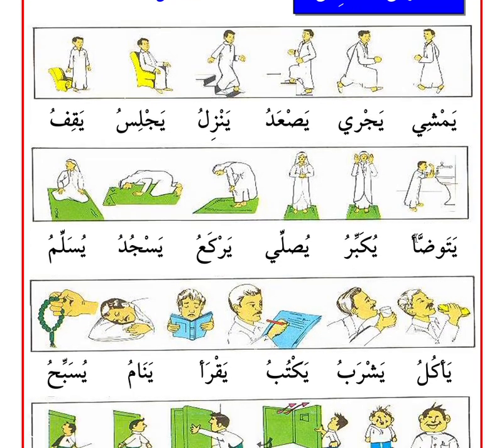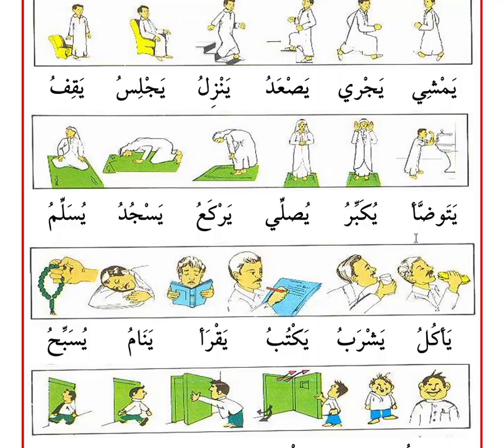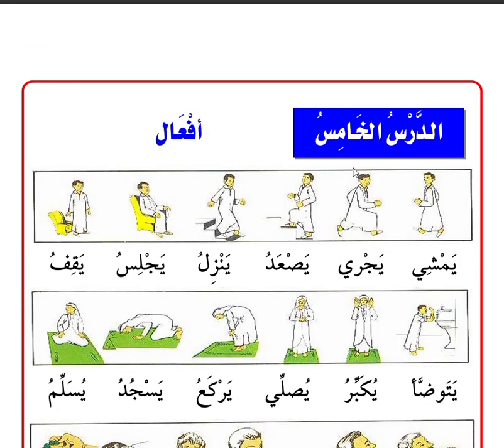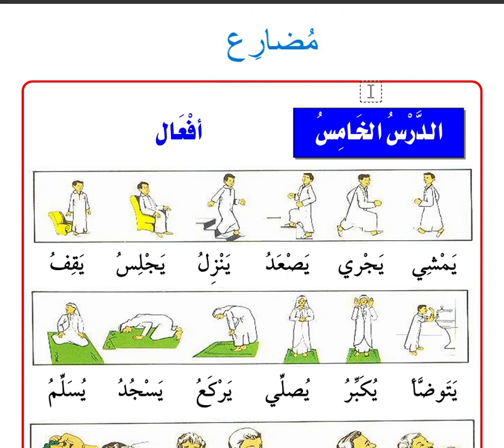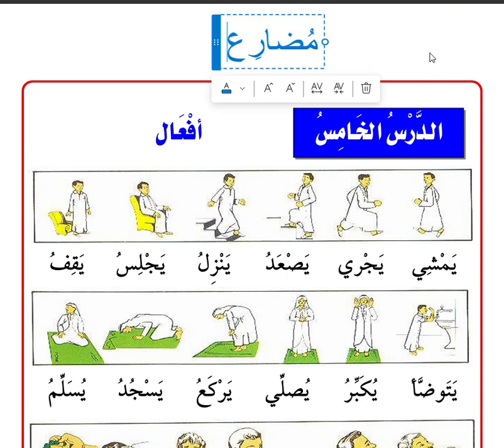So the verbs that are listed here, they are all in what is called the mudari'a form. So right here, mudari'a. This form of the verb is used for the present and the future tense.